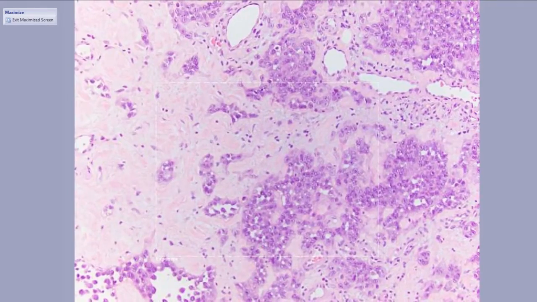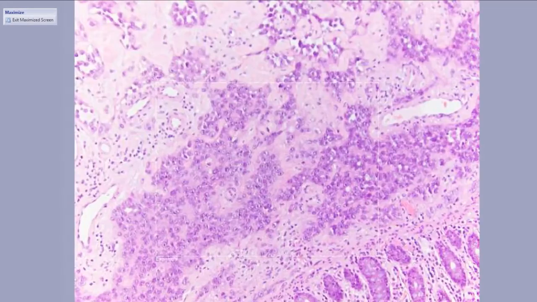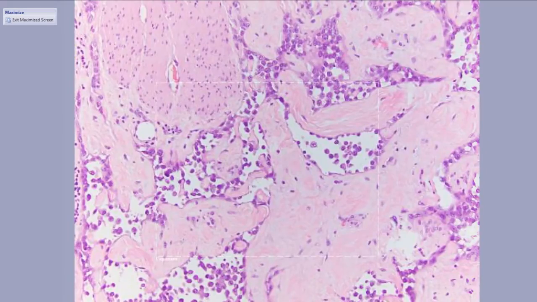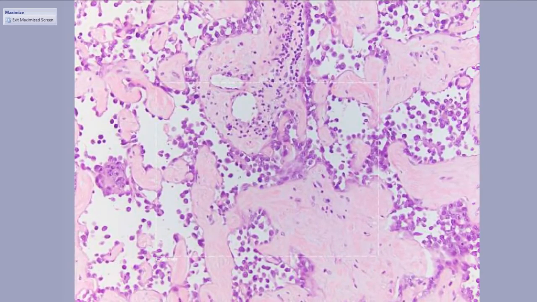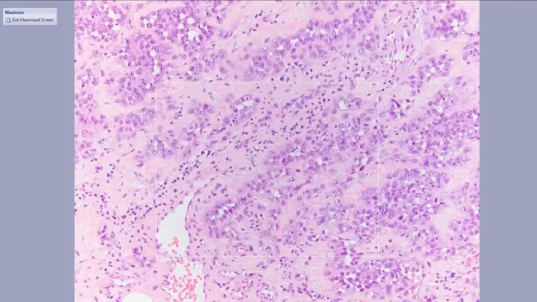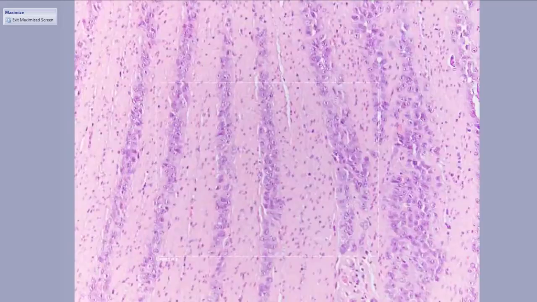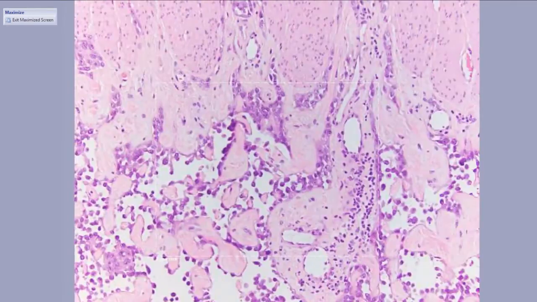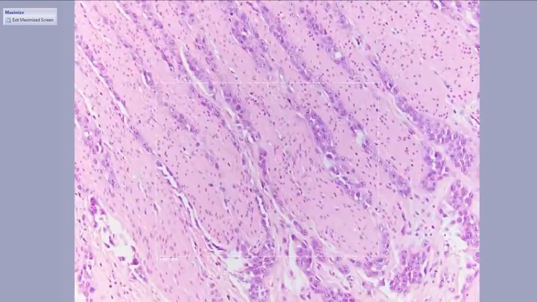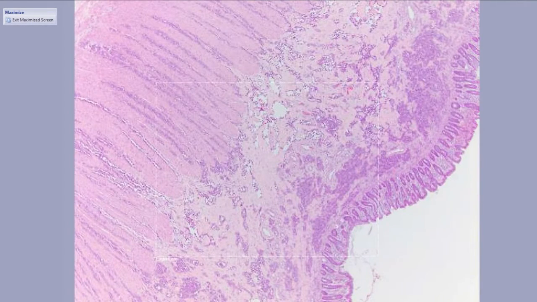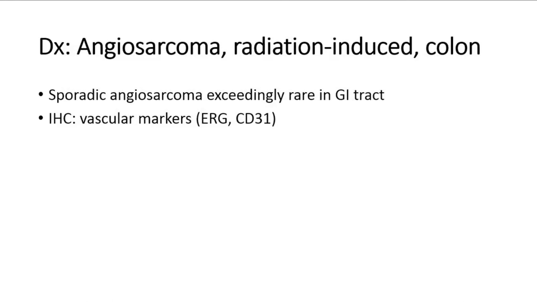And to mention that sporadic angiosarcomas of the GI tract are exceedingly rare. If you encounter them, they're much more likely to be due to some obvious etiology, such as in this case, radiation. These cells are large, epithelioid, very clearly forming vascular channels. You could do your vascular immunostains, CD31, ERG, whatever your favorite is. That would show that this is positive. So again, rare. Probably you can link it to an etiology if you see it, but this is a radiation-induced angiosarcoma in the colon.